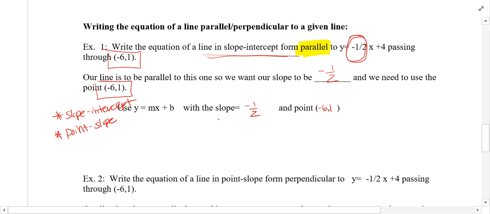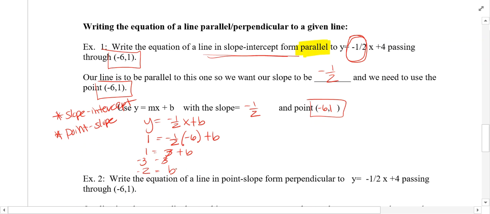So for y equals mx plus b slope-intercept form, I would have y equals negative 1/2 x plus b. I'm going to plug in this point for my x and my y. So my y would equal 1. My x is negative 6. And I'm going to solve for b. Just be careful with your signs. Negative 1/2 times negative 6. The half of 6 is 3. And I have two negatives. So we have positive 3. And then I'm going to subtract 3 to the other side. So I'd end up with negative 2 equals b.